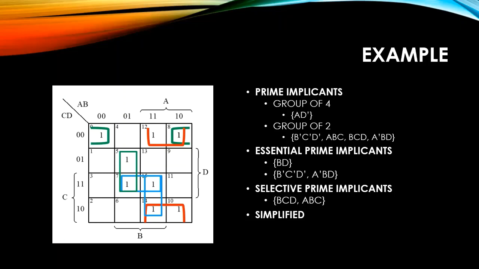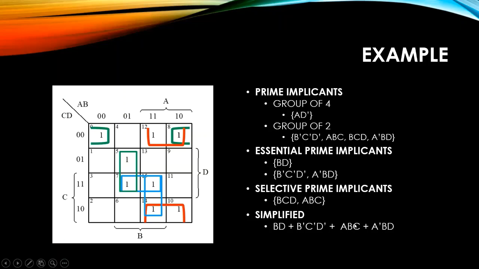So the simplified equation will be BD plus B naught C naught D naught plus ABC plus the selective prime implicant, which could be either ABC or BCD. The third term here could be either BCD or ABC. So that's the selective prime implicant.